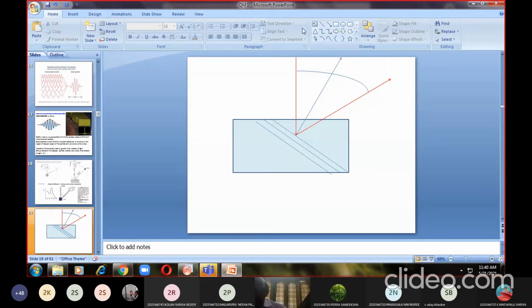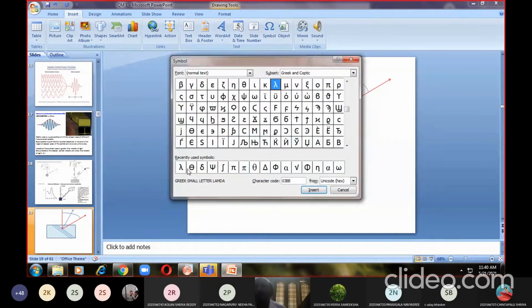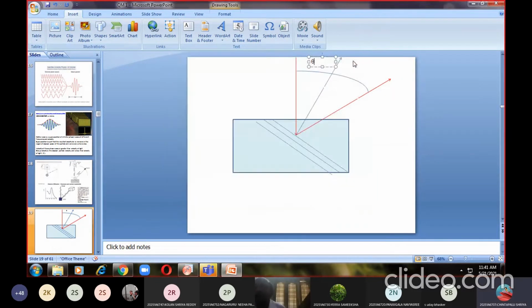Now will somebody tell me what is theta there? What is the theta value there? Angle between the detector and the beam of light. One second. Will you please tell me from your Bragg's law? I want the answer from Bragg's law.